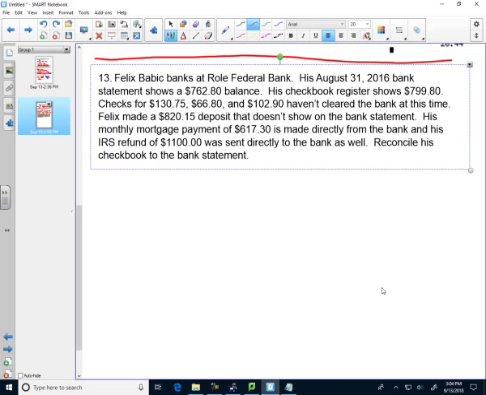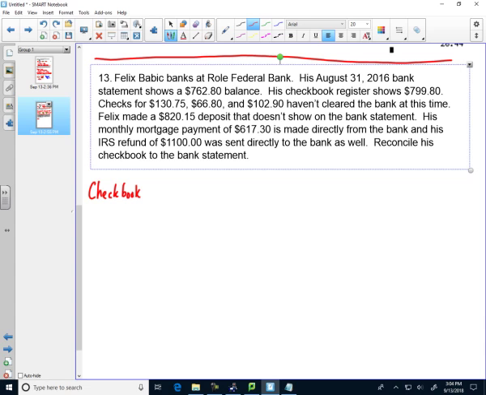All right, Felix banks at Roll Federal Bank. His August 31st, 2016 bank statement shows a $276.80 balance. So why don't we just write this down as we go through here? I like to put the checkbook on the left. That's no particular reason. I just got in that habit.